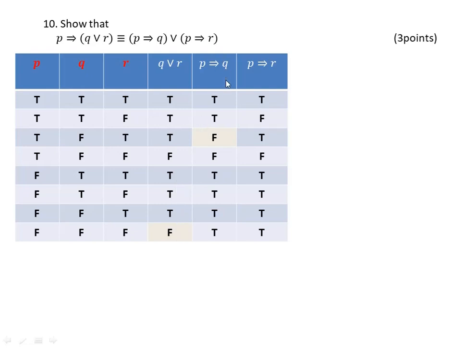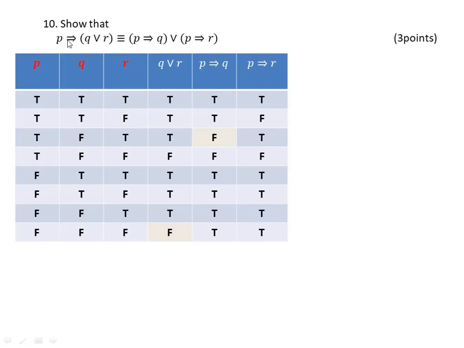And P implies Q is false if P is true and Q is false, otherwise true. Therefore, it has truth values true, true, false, false, true, true, true, true. P implies R is also false if P is true and R is false, otherwise true. Therefore, P implies R has truth values true, false, true, false, true, true, true, true.